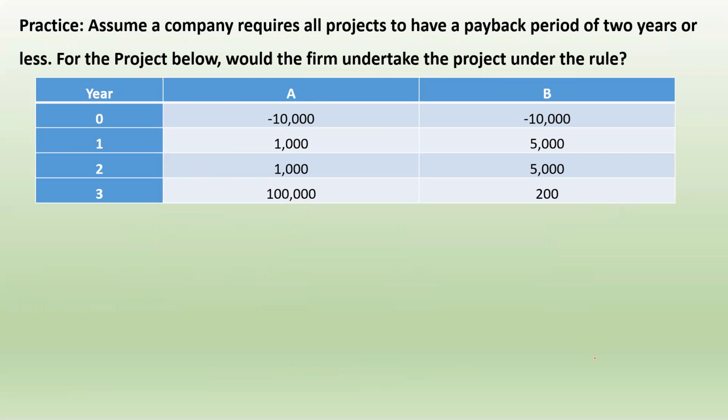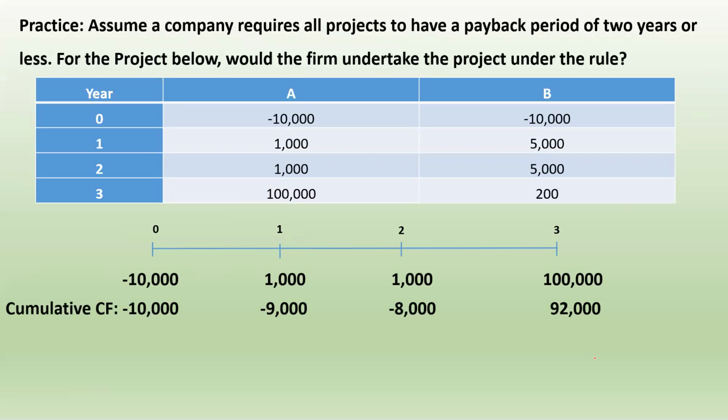One more practice. We have 2 projects, and the firm requires all projects to have a payback period of 2 years or less. Which project should the firm take? For project A, we find the cumulative cash flows, and year 3 is the full recovery year. So the payback period is 2 plus 8,000 divided by 100,000, so it's 2.08. It's greater than 2 years, so according to the preset limit, we should reject it.